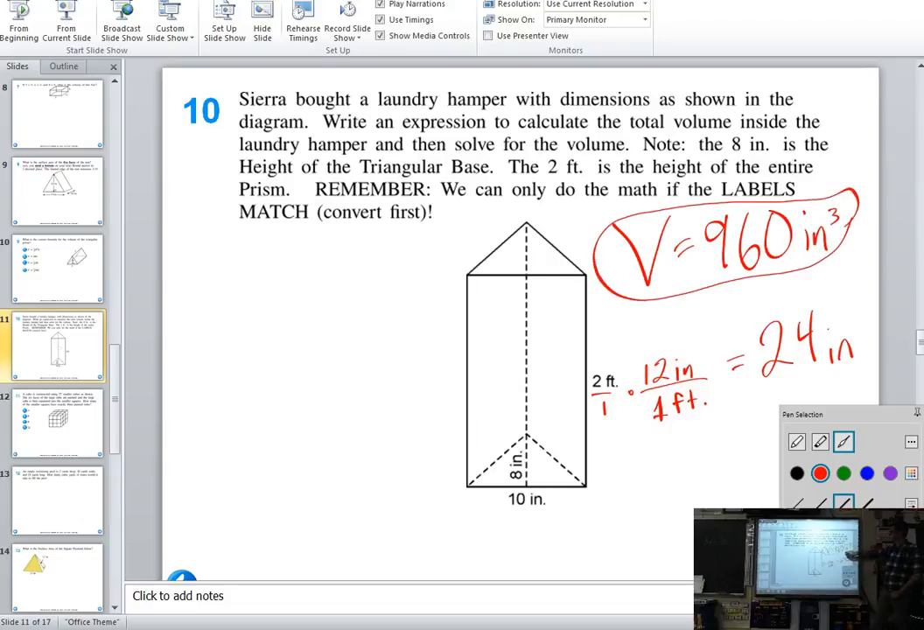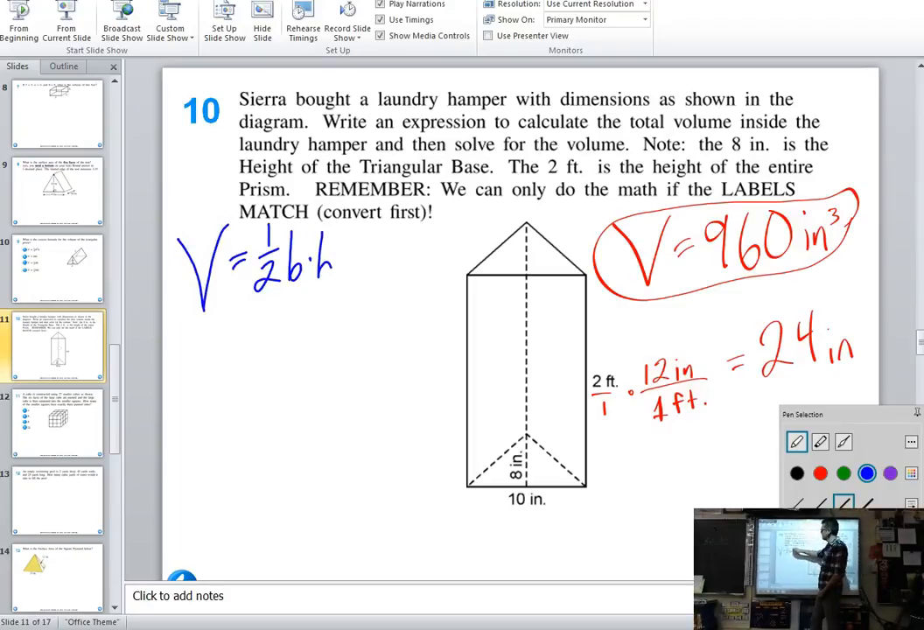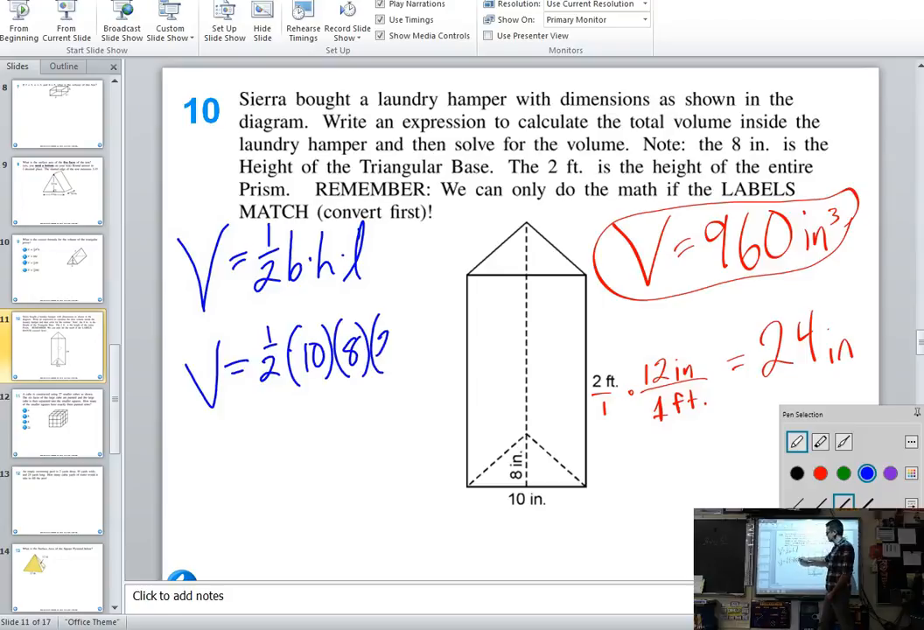There's an easier way to write it that takes up less space. We use this formula from the last one, where it's half little b, little h, times the distance between them, which here becomes half times 10, 8, and 24. It doesn't matter what order, because multiplication is commutative. Order is irrelevant.